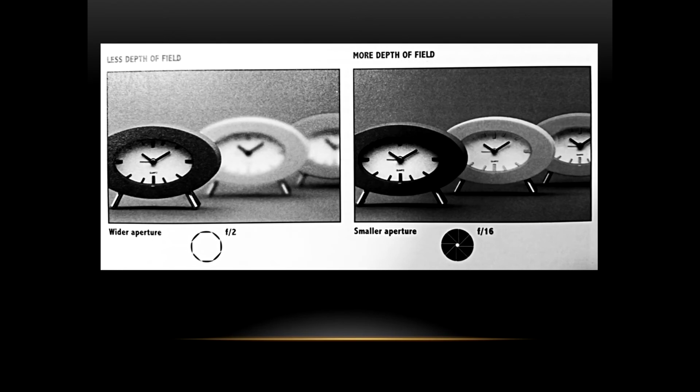Less depth of field, or as most of us will call it, shallow depth of field. F2, we have a really wide aperture. They're focusing right on that small clock in the front, and then a couple behind it just getting blurry and even more blurry as you move past.